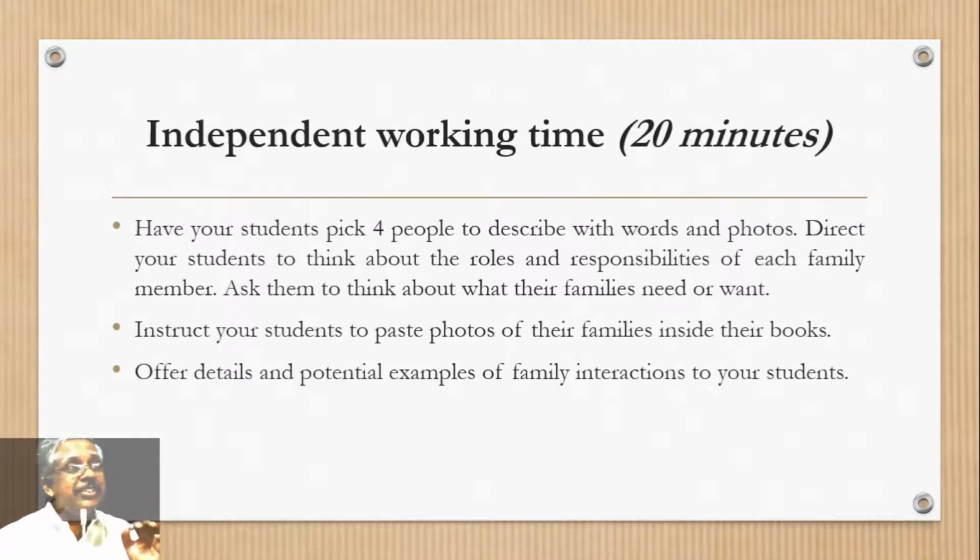Now this 20 minutes is going to be independent working time. Have your students pick 4 people to describe with words and photos. Direct your students to think about the roles and responsibilities of each family member. Ask them to think about what their families need or want. Instruct your students to paste photos of their families inside their books. Offer details and potential examples of family interactions to your students.